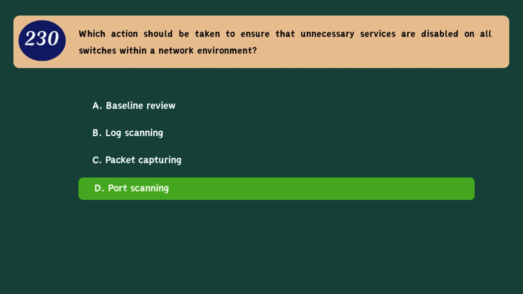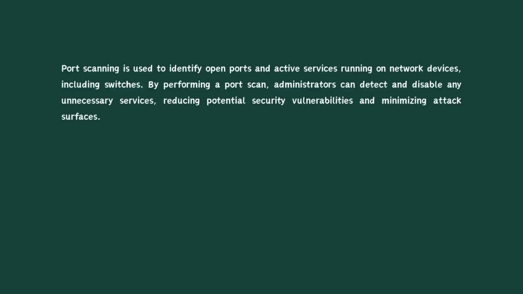Correct answer: D. Port scanning. Port scanning is used to identify open ports and active services running on network devices, including switches. By performing a port scan, administrators can detect and disable any unnecessary services, reducing potential security vulnerabilities and minimizing attack surfaces.